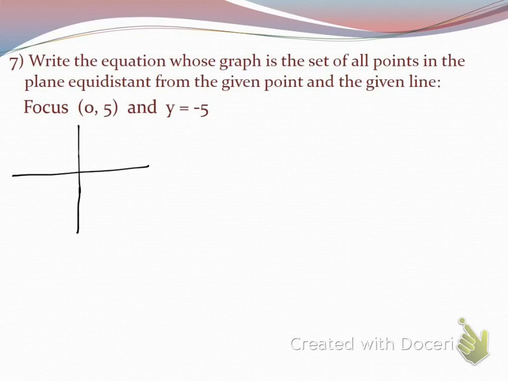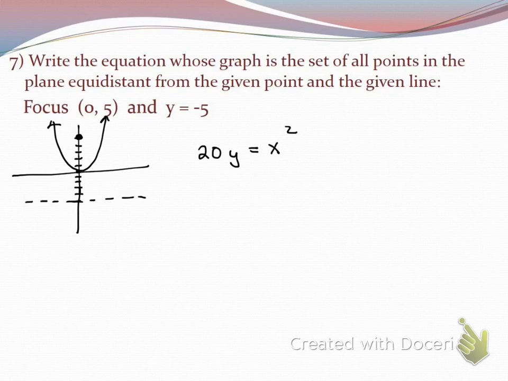So 0, comma 5, and y equals 1, 2, 3, 4. y equals negative 5. So that means our parabola is right here. Agree with that? Why don't you guys try it? Go. Talk to each other. See if you can conclude it. Equals x squared. Yep. All right.